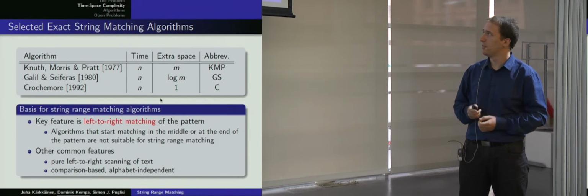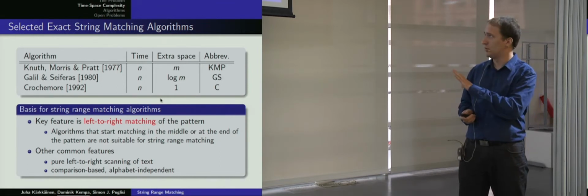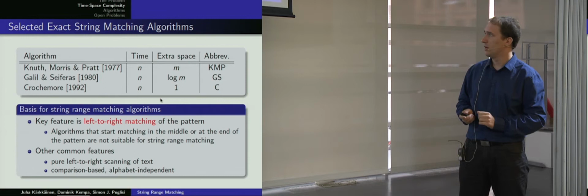They also share some other common features, such as that they scan the text left to right. So those are streaming algorithms. They are comparison-based and also alphabet independent.